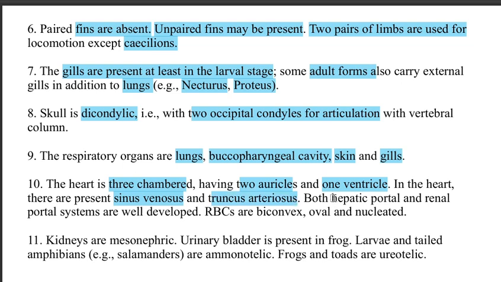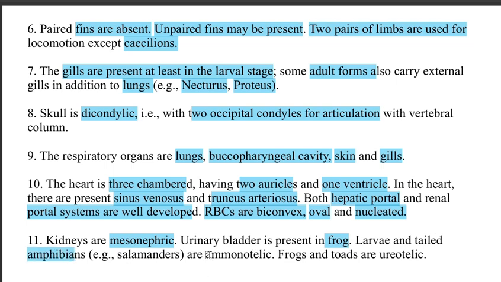The hepatic portal system and the renal portal system are well developed in amphibians. The RBCs are biconvex, oval, as well as nucleated. The kidneys are mesonephric in amphibians. The urinary bladder is present in the frog. The larvae are tailed. Larvae are tailed in the amphibians.